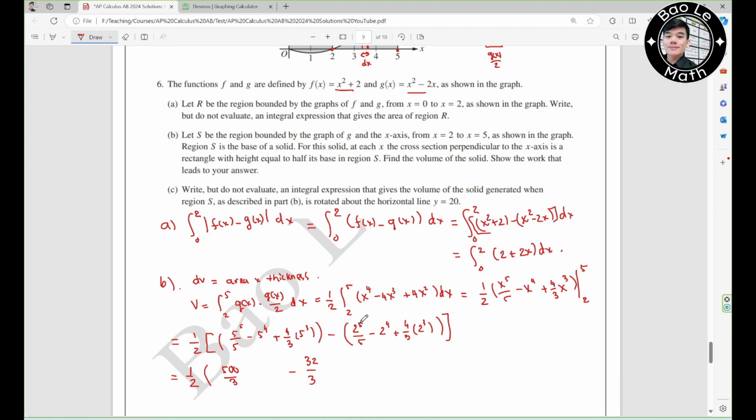2 to the power of 5 is going to be 32. 32 over 5 minus 2 to the 4. It's going to be plus 48 over 5, equals 1/2. This guy and this guy right here is going to be 468 over 3 plus 48 over 5. And then we're going to simplify this one. It turns out to be 414 over 5.